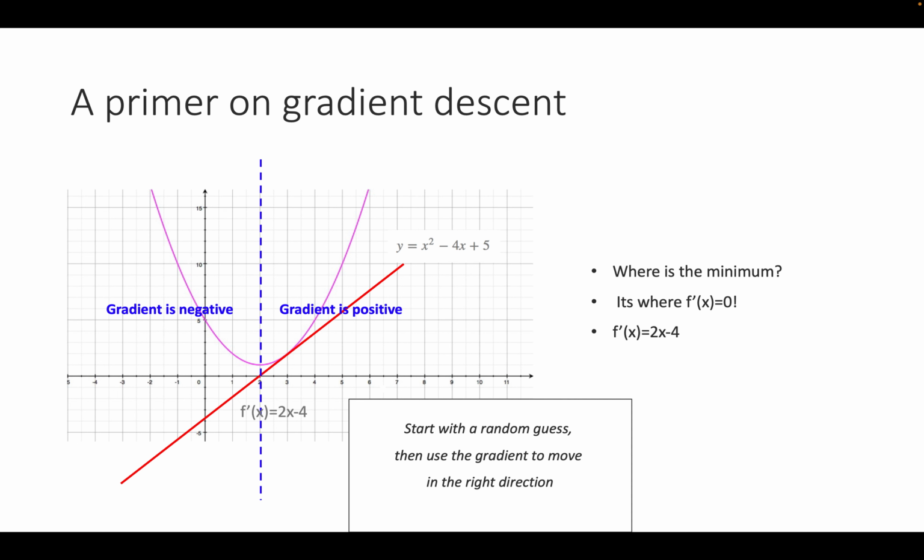What this means is that when I sample the gradient of the error function at a random point, I know already which direction I have to go in order to meet the minimum. If it's negative, I have to go to the right. If it's positive, I have to go to the left. That means also I can just follow the gradient in the negative direction and I will get closer to the minimum.